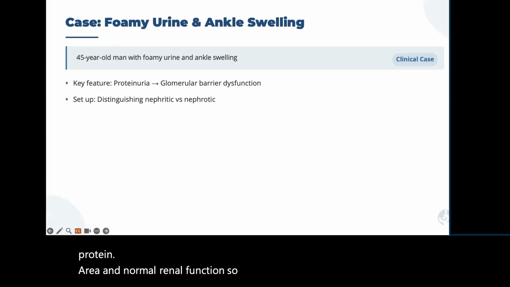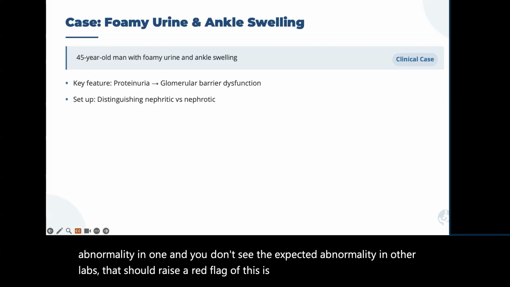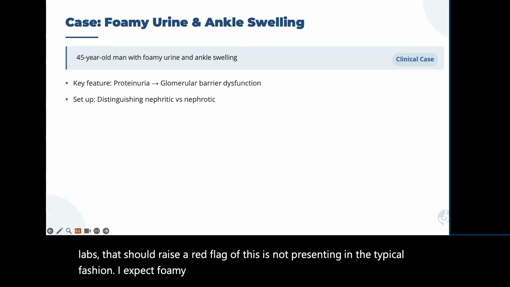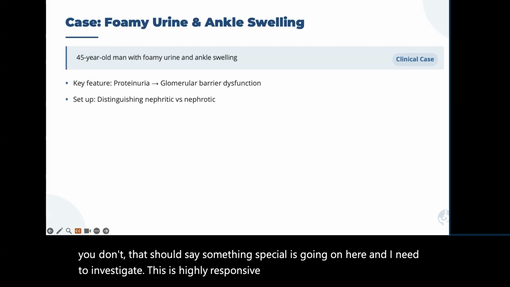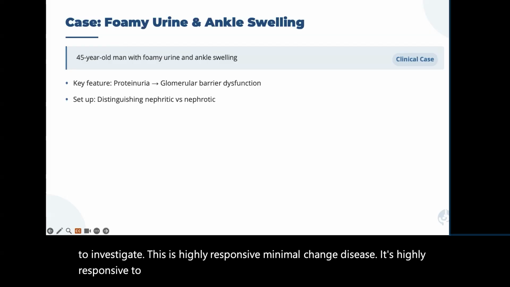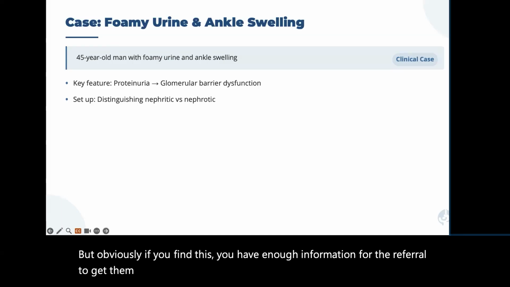So there's another thing. When you see an abnormality in one lab and you don't see the expected abnormality in other labs, that should raise a red flag that this is not presenting in the typical fashion. I expect foamy urine to have other abnormal labs to go with it. If you don't, that should say something special is going on here and I need to investigate. Minimal change disease is highly responsive to corticosteroids. But obviously, if you find this, you have enough information for the referral to get them to definitive care.